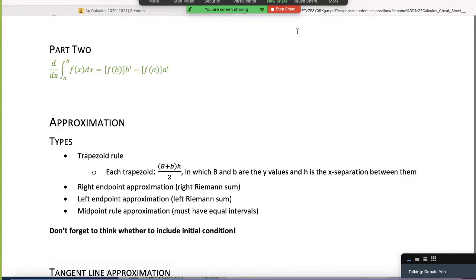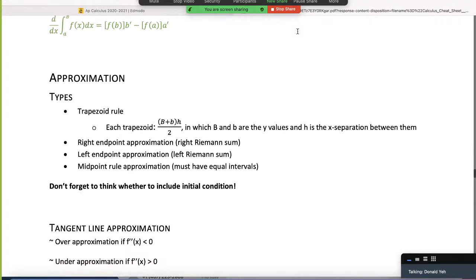Okay, approximation. Those are trapezoid rules. Wait, so what are the different approximations again? There's trapezoid, there's left hand. It says right there. Okay, read it. What's the last one? No, I don't remember.